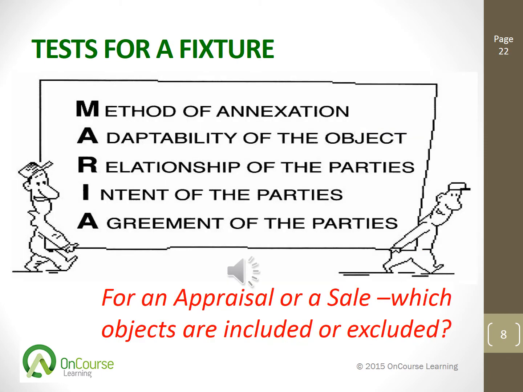Okay, test for fixtures. Well, he has a nice little way of remembering with the Maria here: method of annexation, adaptability of the object, relationship of the parties, intent of the parties, and agreement of the parties. It helps you determine for an appraisal or a sale which objects are included or excluded. Now, this is not super difficult. It gets that way sometimes if you're getting to the commercial realm, but most of what we do here is going to be talking about residential homes.